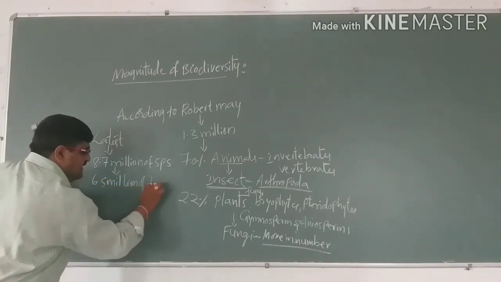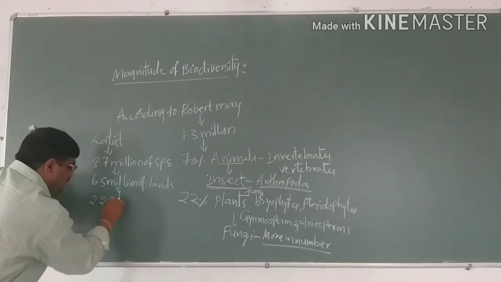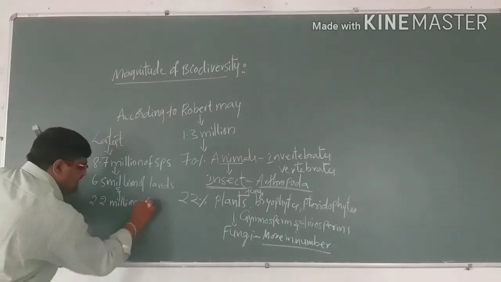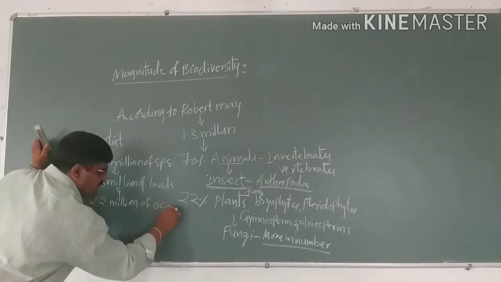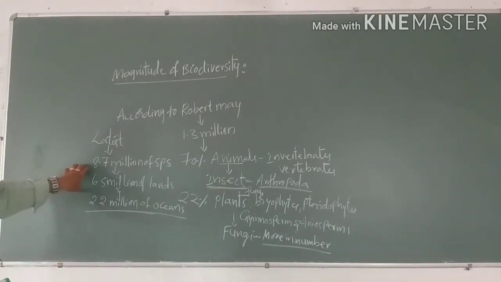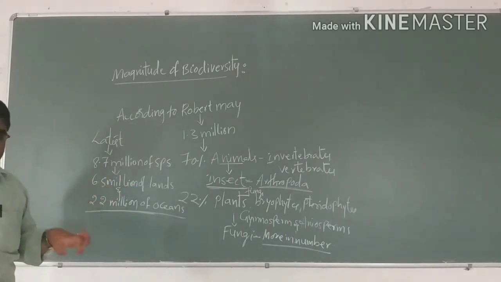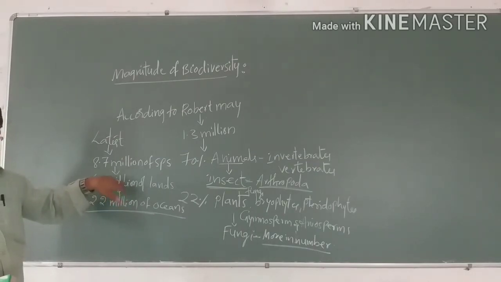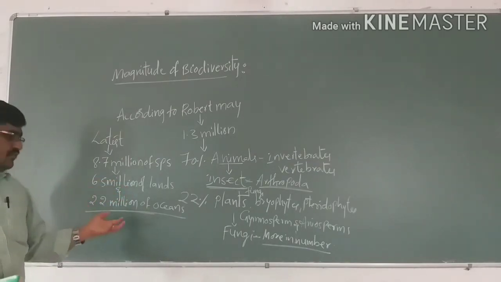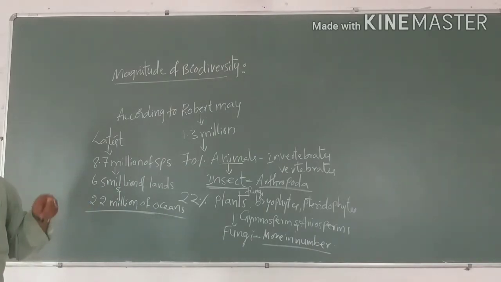Out of these 8.7 million species, 6.5 million species are present in landforms, that is, on the terrestrial earth surface, and the remaining 2.2 million species are present in oceans, that is, in water forms. These are the latest living forms.